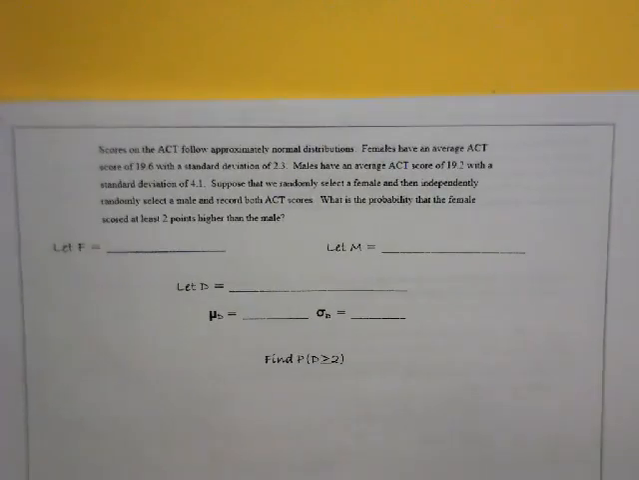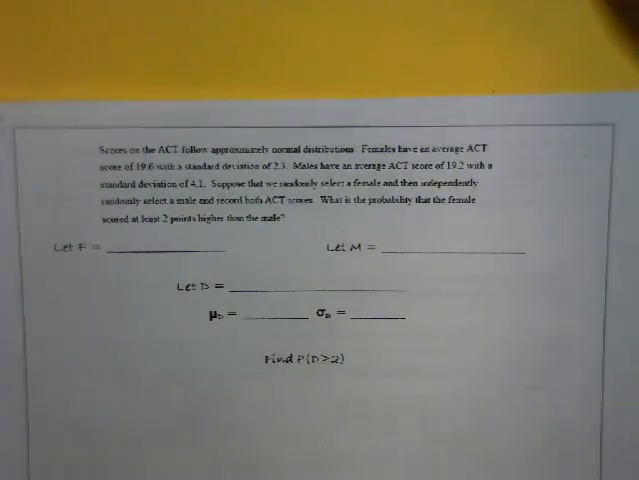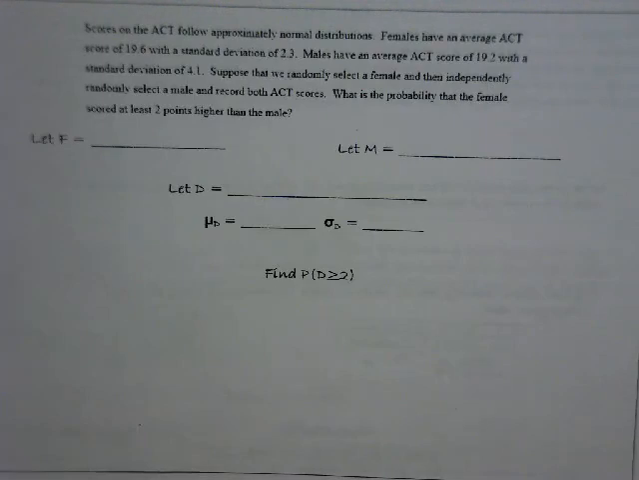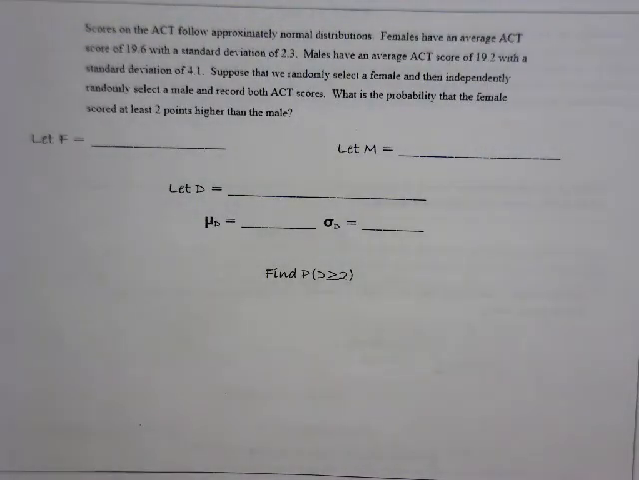Scores on the ACT follow approximately normal distributions. Females have an average ACT score of 19.6 with a standard deviation of 2.3. Males have an average ACT score of 19.2 with a standard deviation of 4.1. Suppose that we randomly select a female and then independently randomly select a male and record both ACT scores. What is the probability that the female scored at least 2 points higher than the male?